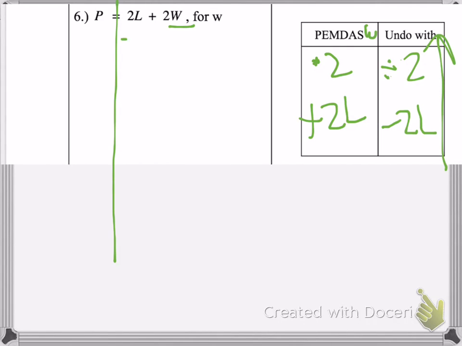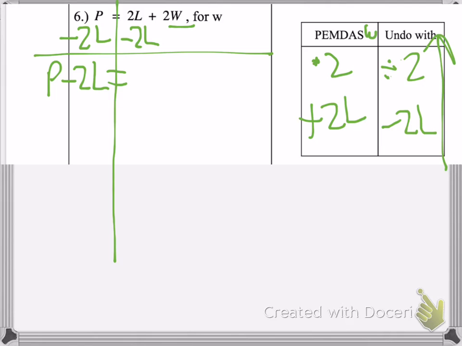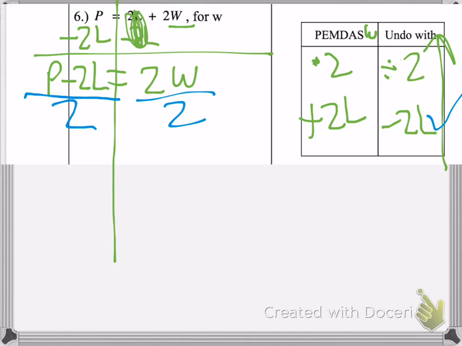So starting with minus 2L, if I subtract 2L from that side, I need to subtract 2L from this side. So we get P minus 2L. Not like terms, you cannot put those together. We've got 2L minus 2L, those are gone. And you have 2W. Let me change colors. So that step was done. Now we're going to divide by 2. So I'm going to divide this side by 2. I'm going to divide this entire thing by 2. Remember, we do it per side.